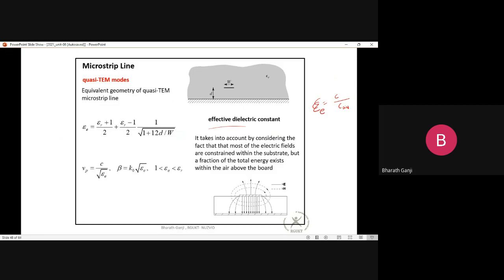So if you can calculate, for a given value of epsilon r and for a given value of d and w, we can calculate the epsilon effective. What I can see is the value of epsilon effective will always stay between 1 and the epsilon r which you take. Now 1 is air, so the effective dielectric constant lies between air and the dielectric medium epsilon r. So that gives you the phase velocity and the beta for a quasi TM mode that is propagating in a microstrip line.